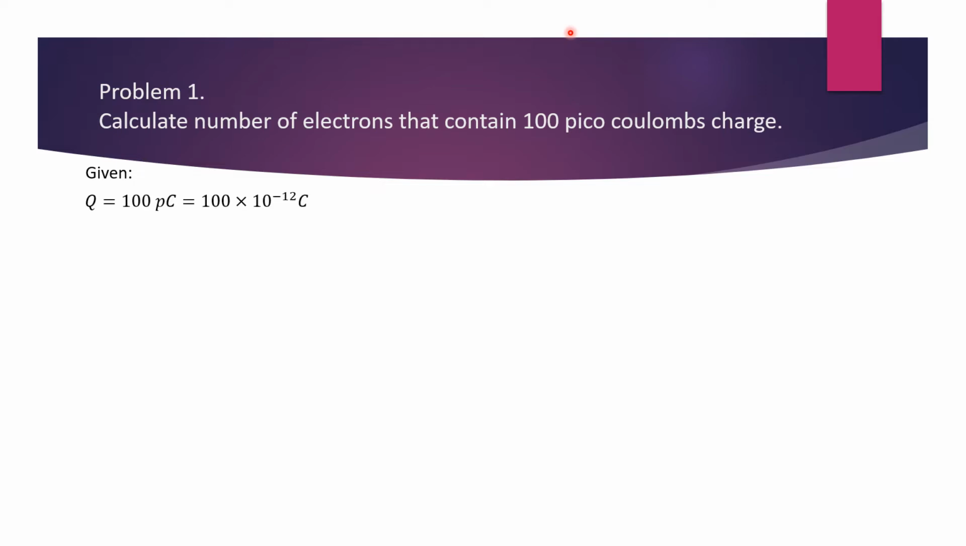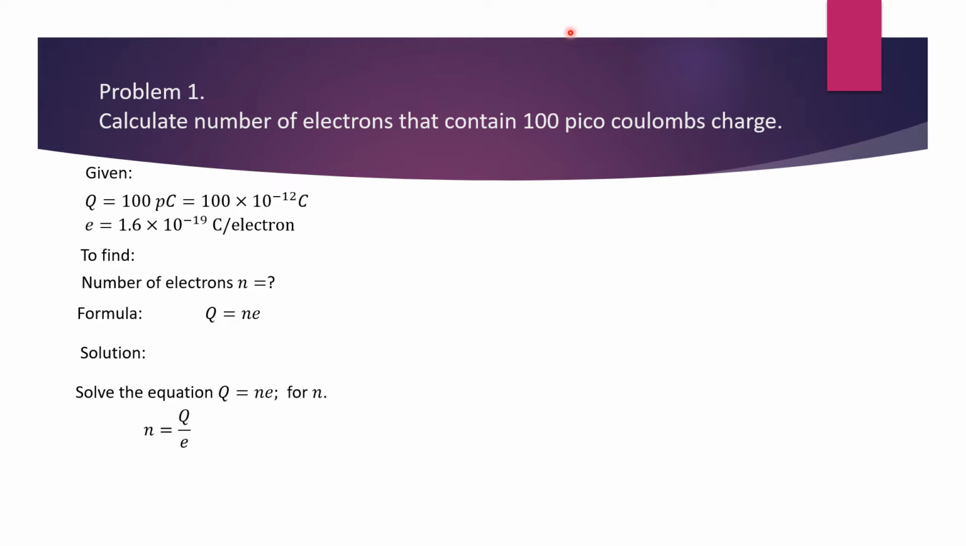Now the given is charge 100 picocoulombs, which is equal to 100 into 10 power minus 12 coulombs. The charge on an electron E is equal to 1.6 into 10 power minus 19 coulombs per electron. Now you need to find the number of electrons, that is N, and the formula used for this purpose is Q is equal to NE.